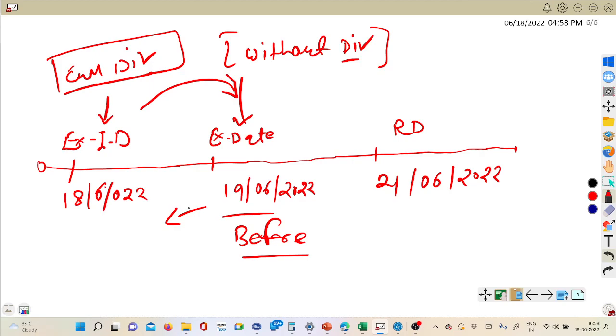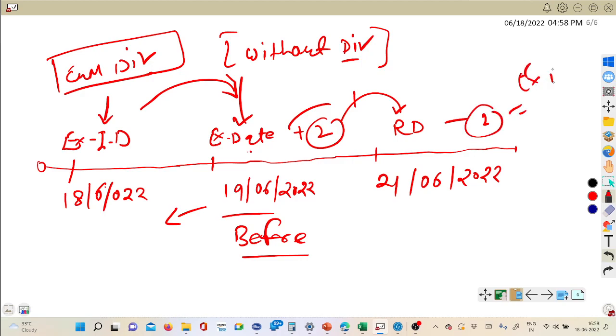Now you can ask your doubts. What is the other period called between the ex date and the record date? Ideally the period should be 2 days, right? Record date would be ex plus 2, or record minus 2 would be the ex date. But this is a generic rule, which is not fixed. In some cases you can see the ex date and record date are the same.